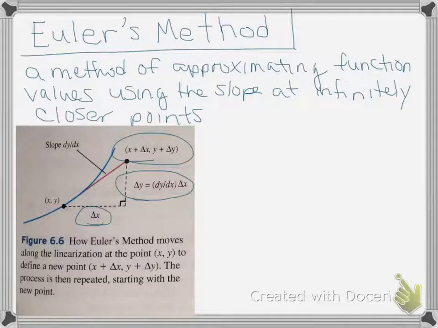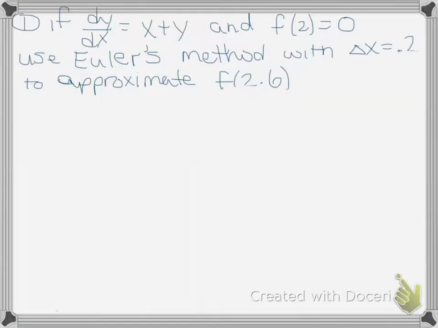So let's get into an example and see what this would look like in actually solving one. dy/dx is going to be x plus y. We're giving you that f(2) equals 0, and we want to use Euler's method with delta x being 0.2, and we want to approximate f(2.6).